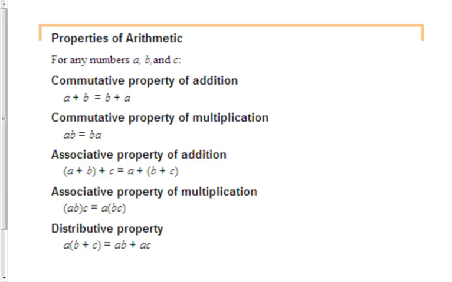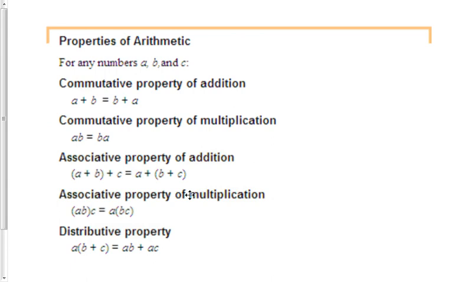The commutative property of multiplication: a times b equals b times a. The associative property of addition: a plus b, plus c, equals a plus b plus c. Whew, okay? All this is saying is when you have three things, it doesn't matter which two you add together first. You're going to get the same thing. The associative property of multiplication. The distributive property. We all know the distributive property.